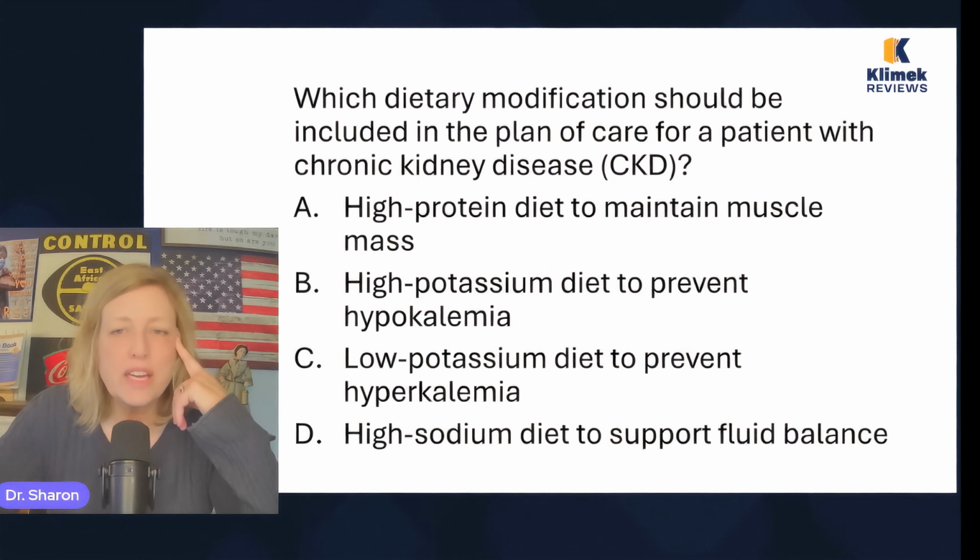Which dietary modifications should be included in the plan of care for a patient with chronic kidney disease? So chronic renal failure. Which dietary modification? High protein diet to maintain muscle mass, high potassium diet to prevent hypokalemia, low potassium diet to prevent hyperkalemia, high sodium diet to support fluid imbalance. Which dietary modification would be included? So it's interesting. We have high protein, high potassium, low potassium, high sodium.